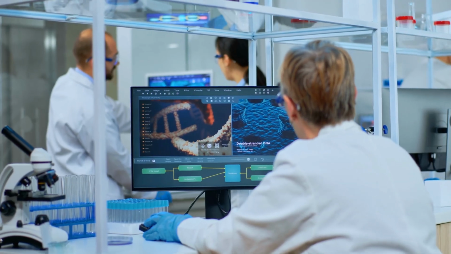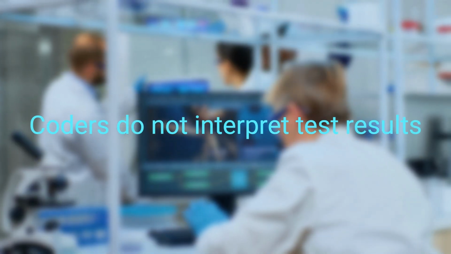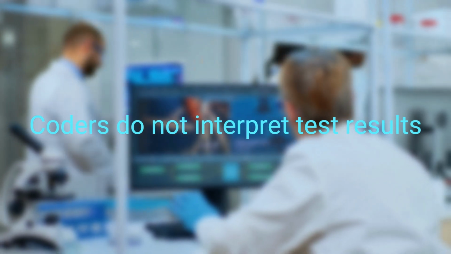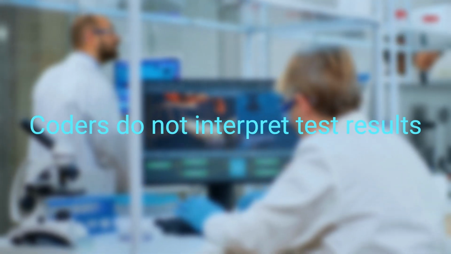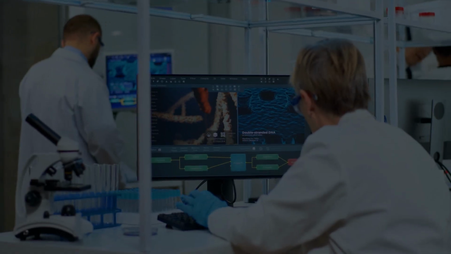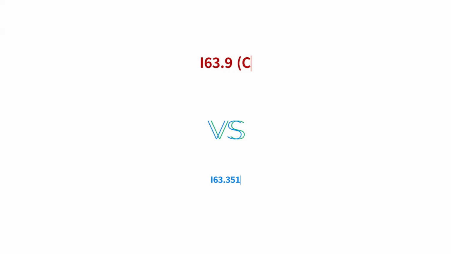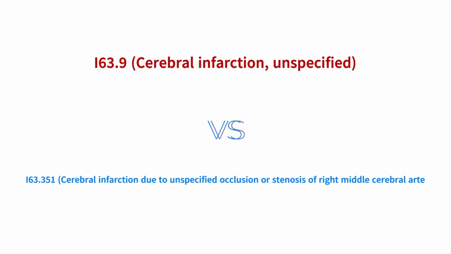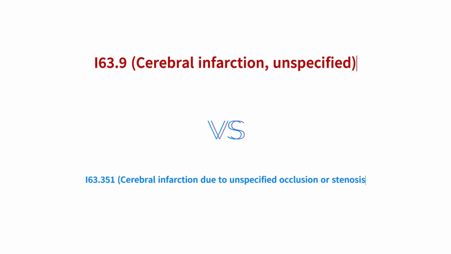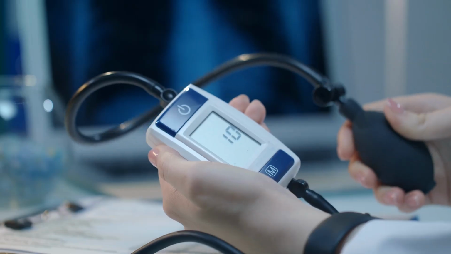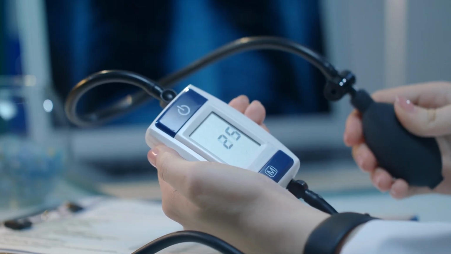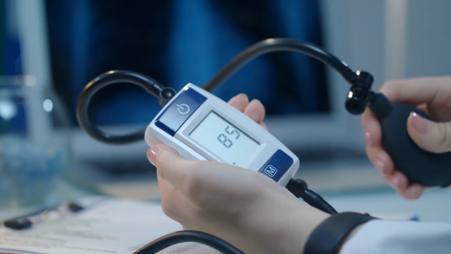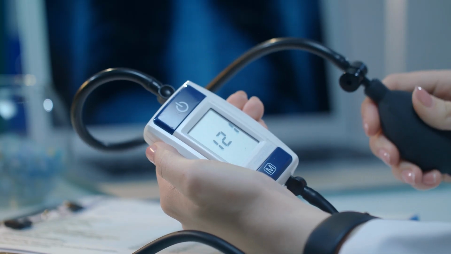However, remember, we as coders do not interpret test results, so we have to be careful whether we can assign an unspecified code or one that is more specific, such as cerebral infarction due to stenosis of right middle cerebral artery. Another challenge is finding that the provider did not link a chronic disease, such as hypertension, with a stroke. If hypertension is documented in the patient's note, we can assign the code based on ICD-10 guidelines.